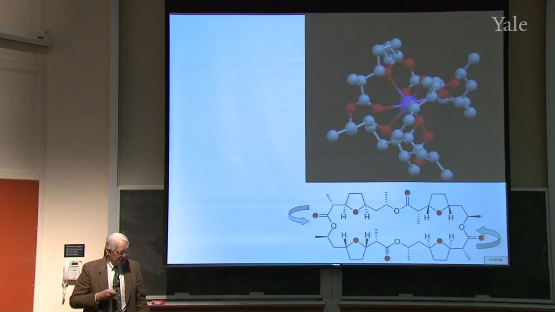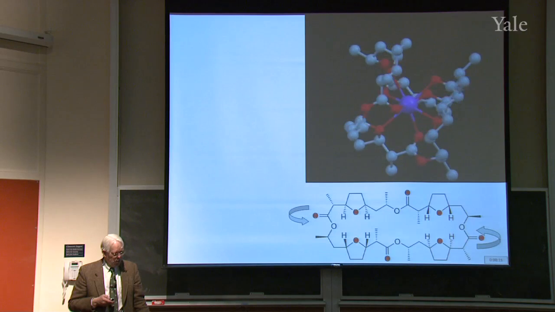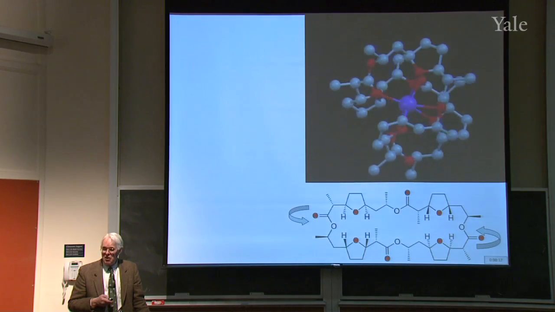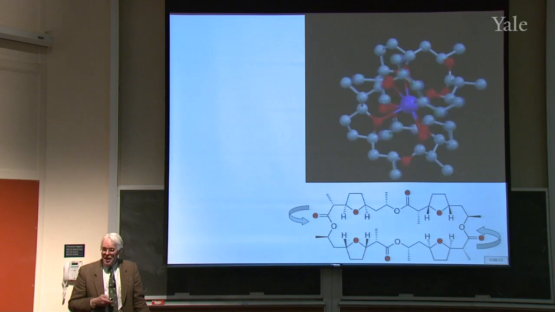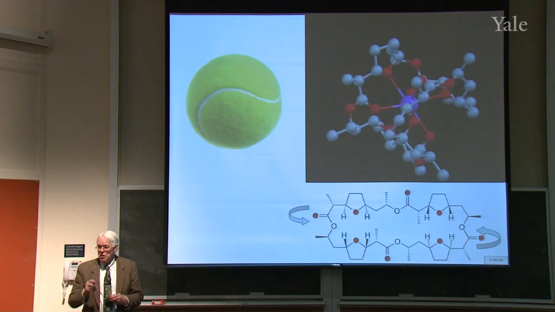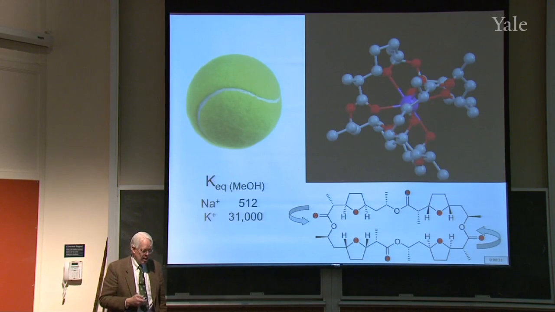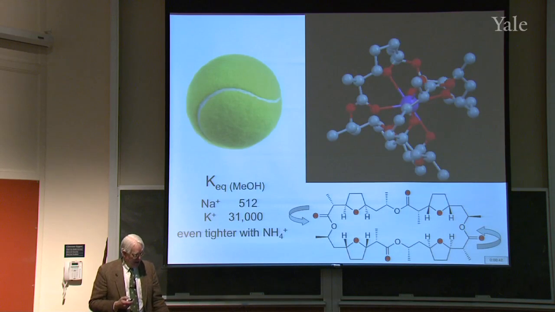Now it's not easy to see the 3 dimensions here, but if you let it rotate, you can see the shape of this thing that's wrapped completely around the potassium ion with 8 oxygens coordinated to the potassium. Right? And there you can see the seams on a tennis ball which trace this chain. And the equilibrium constant in methanol for holding on to sodium is 512, but for potassium, the one that's shown there, it's 31,000, so it's very selective, right? And it's even tighter with ammonium in the middle.